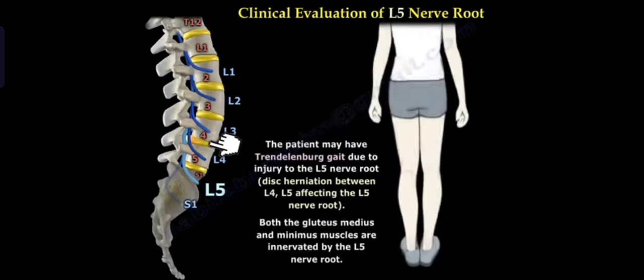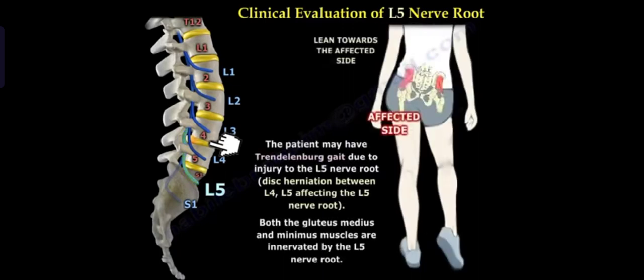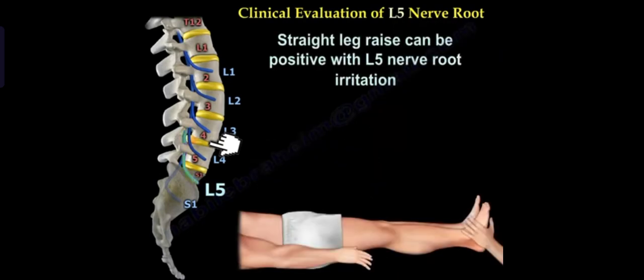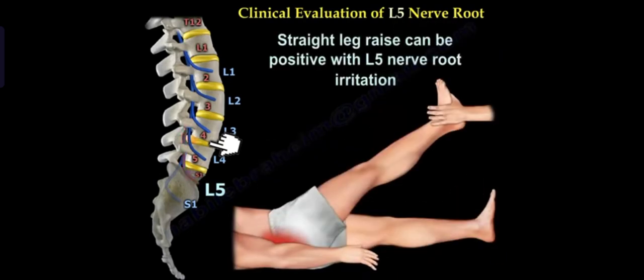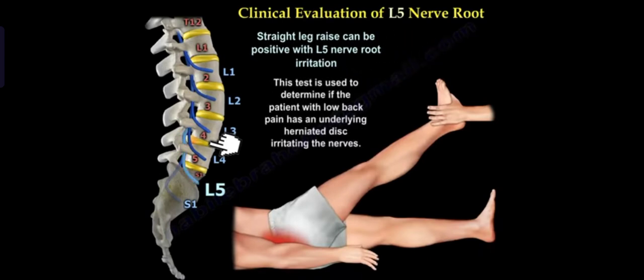They can give you Trendelenburg gait, that's an L5 nerve root, gluteus medius and minimus. Because a disc herniation between L4 and L5 will affect the L5 nerve root, both muscles are supplied by the L5 nerve root. Straight leg raise can be positive when there is irritation of the L5 nerve root. This test is used to determine if the patient with low back pain has an underlying herniated disc irritating the nerves.